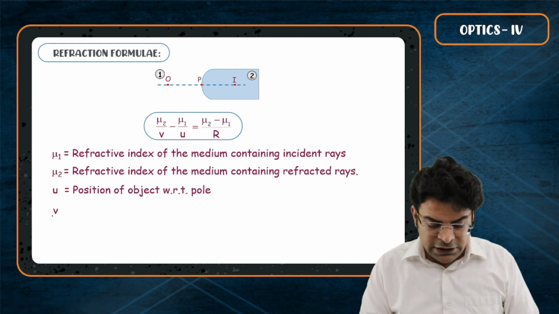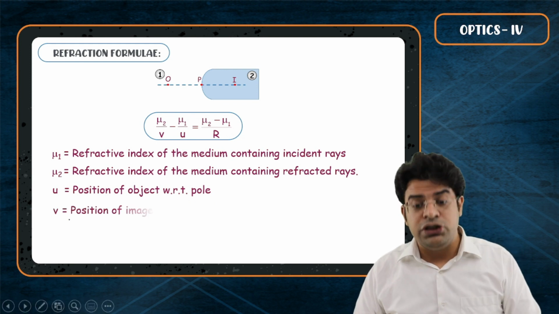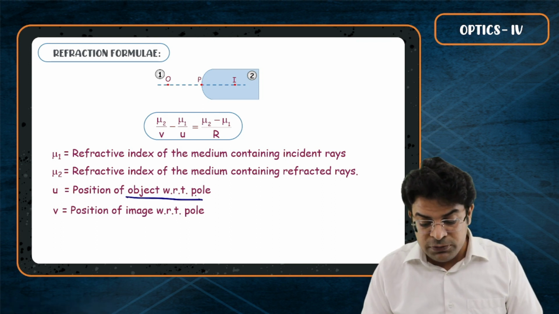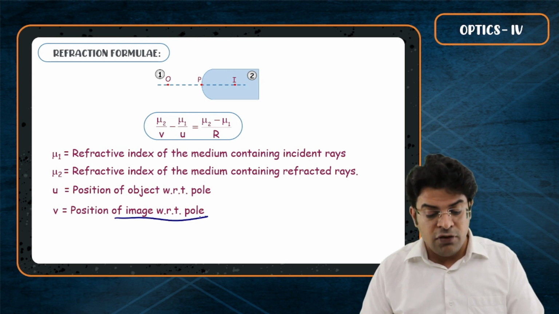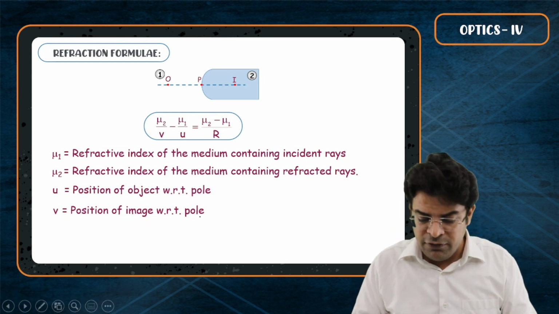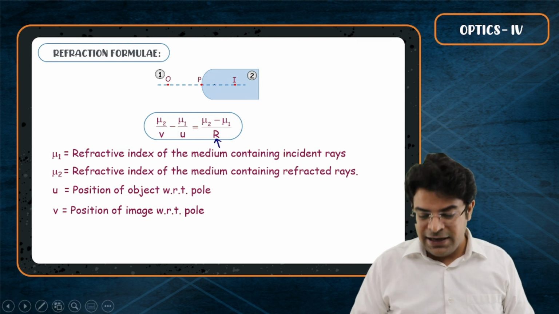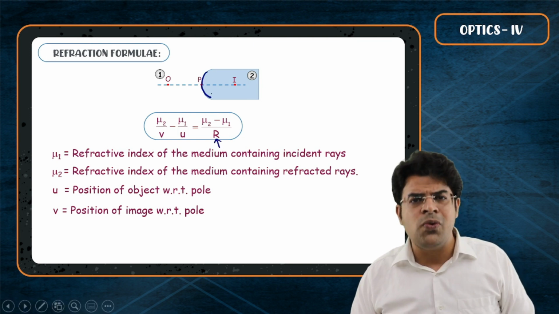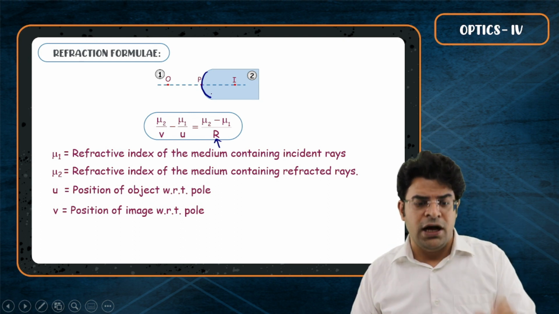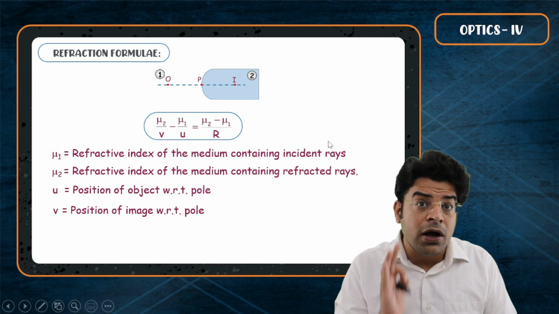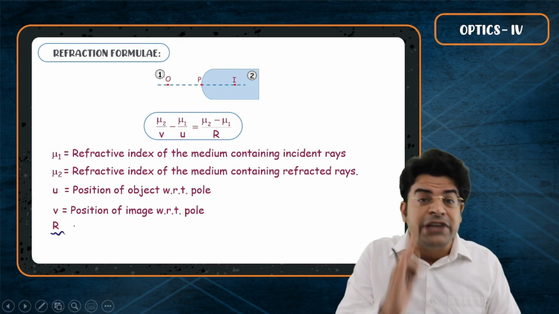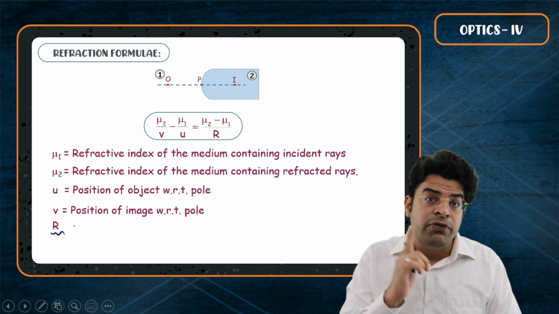Next term, what is V? V is the position of image with respect to pole. So U is position of object with respect to pole. V is the position of image with respect to pole. Now when I ask the people of this country what is R, all of them say, sir, radius of this curved surface. No. If you take R as the radius of the curved surface, you won't get the answer. So you need to understand the definition of R. R is the position of center of the curved surface with respect to pole.